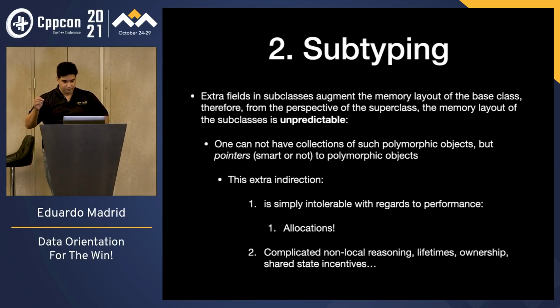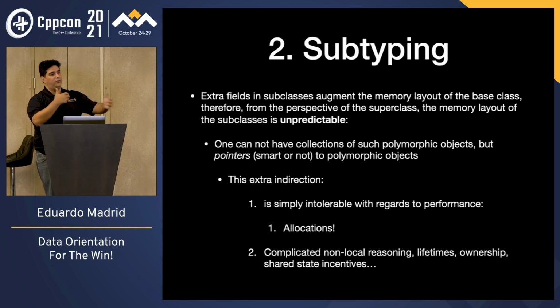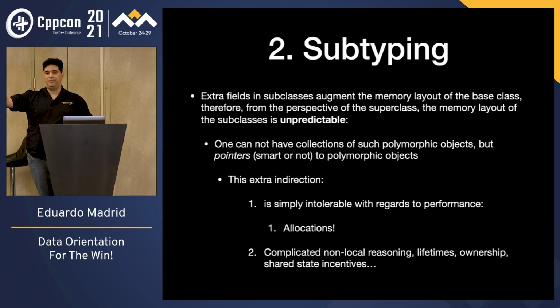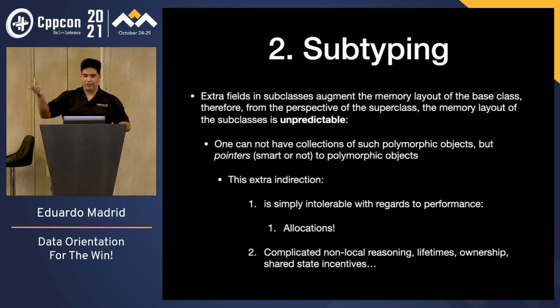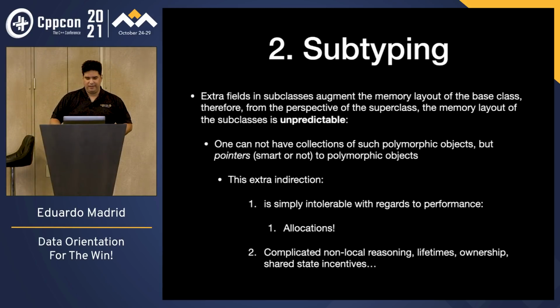So subtyping. I was telling you earlier that, from the perspective of the base class, if you want to use a shape and you're going to have a circle or a triangle or so on, you cannot predict what is the memory layout of the actual object in memory. All that you can do is to use an indirection. And then you turn on allocations, and allocation means locking the mutex for the heap, and running the allocation itself is complicated and expensive.